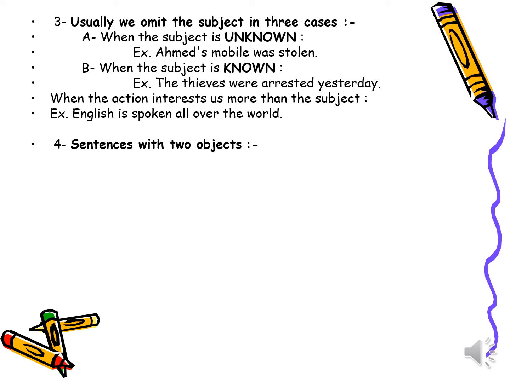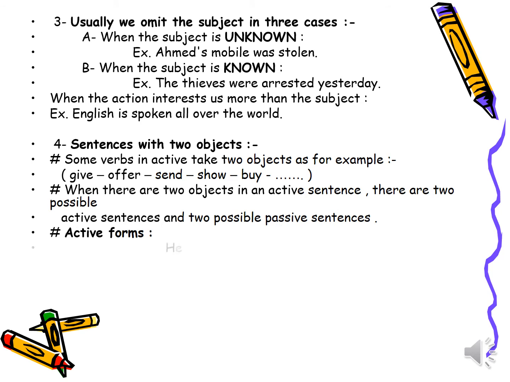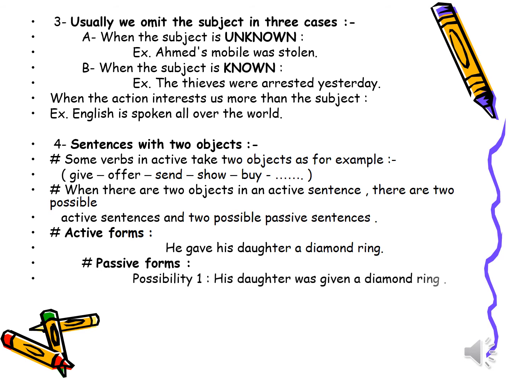Okay, what about sentences with two objects? Look at the example here: He gave his daughter a diamond ring. We have two objects. We have his daughter, this is number one, and a diamond ring, this is number two. So how can we form the passive? We have two possibilities. Number one, we can say: His daughter was given a diamond ring, or we can say: A diamond ring was given to his daughter. Both are correct.